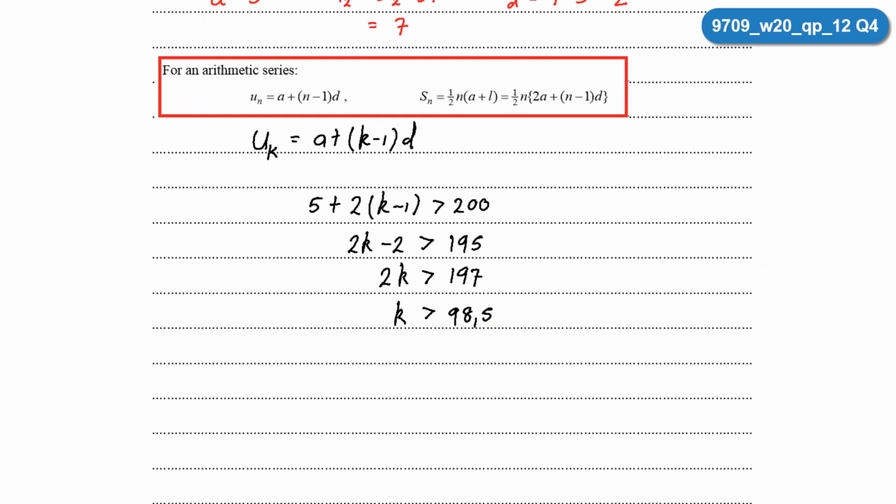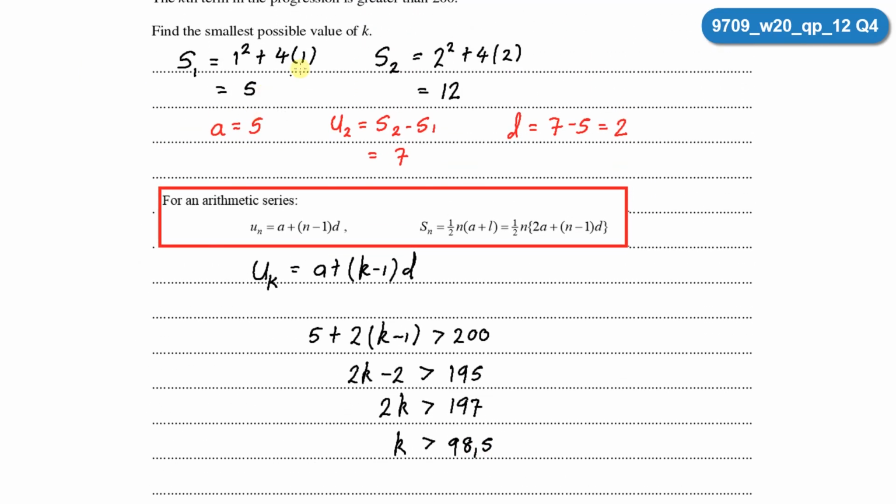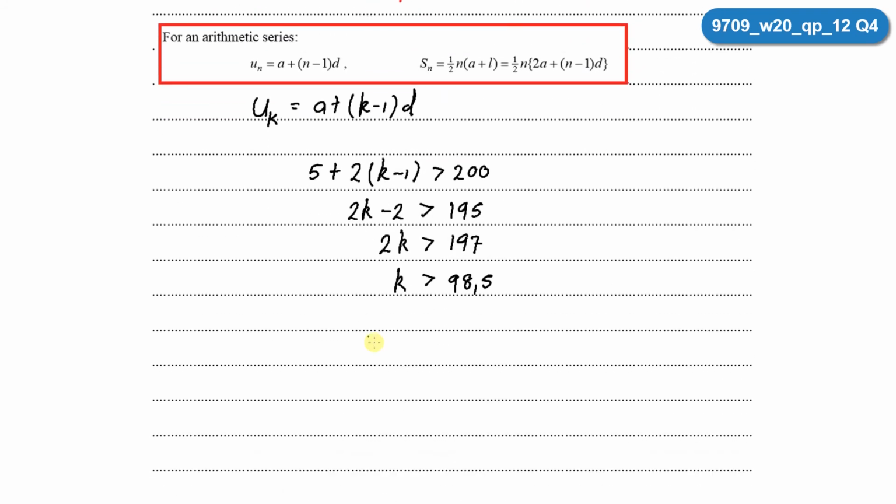Now, what we want here is the smallest possible value of k, and that's the least integer value greater than 98.5, which should come out as 99. So the value of k that we're looking for is 99. And that's the answer right here.